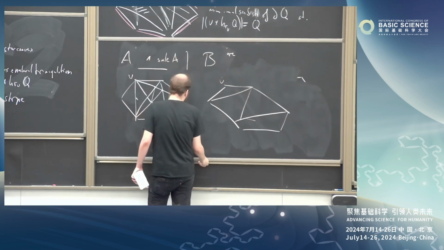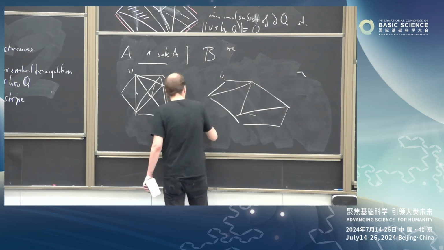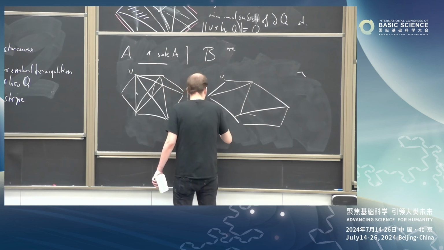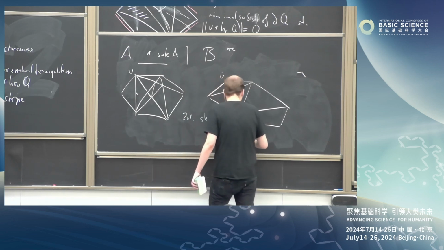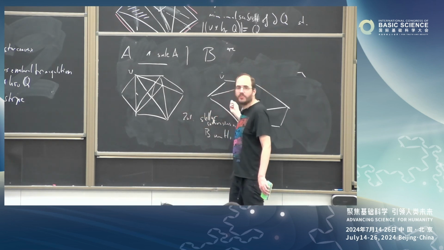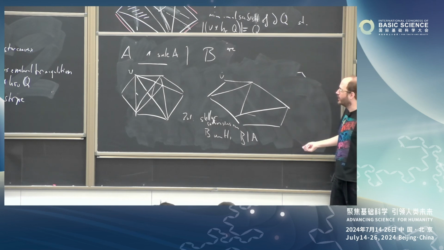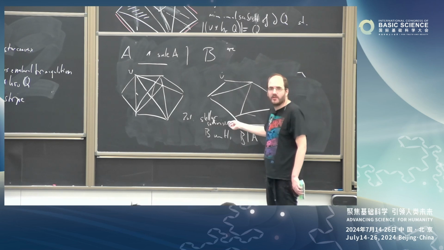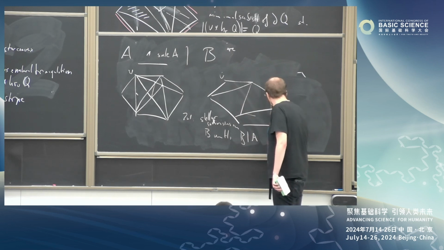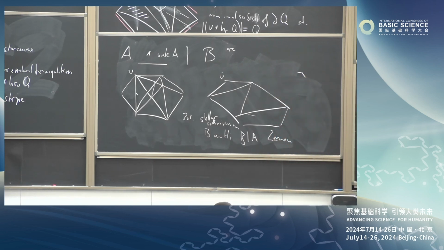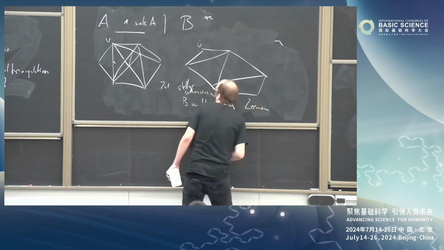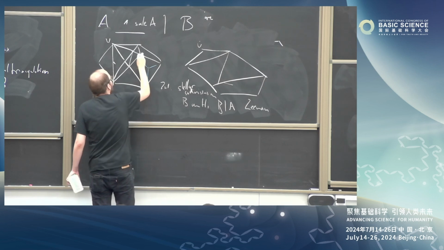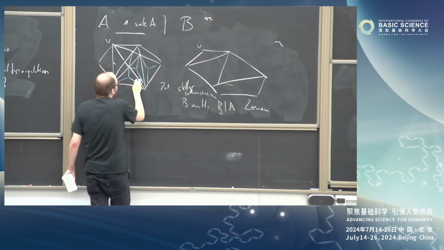Second, perform stellar subdivisions in B until B refines A. I don't want B to be a scaled fin immediately. I just want B to refine A. You can find stellar subdivisions until you refine a certain object. That's kind of an easy task, and again, this is a classical thing by Zeeman. So B refines A. In some way, B looks like a finer version of A. So B looks maybe like this.